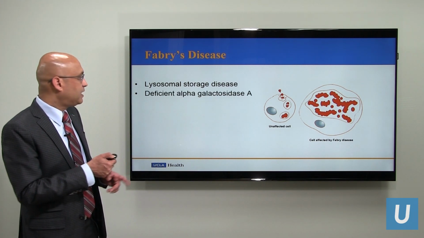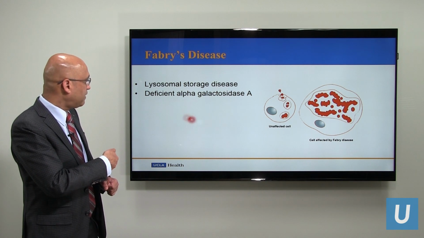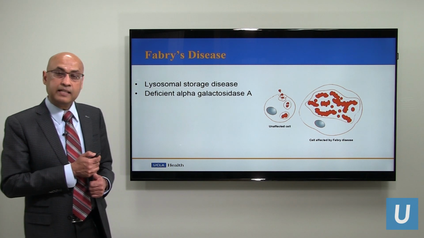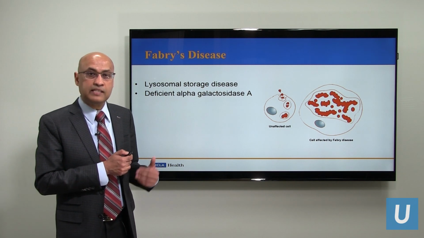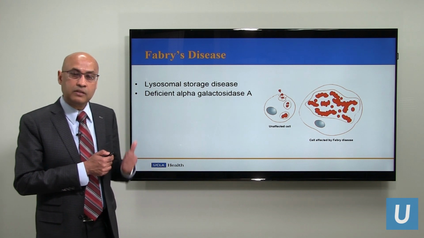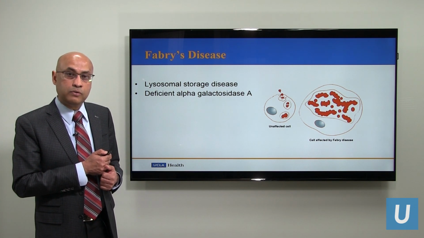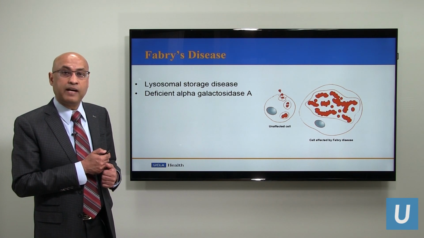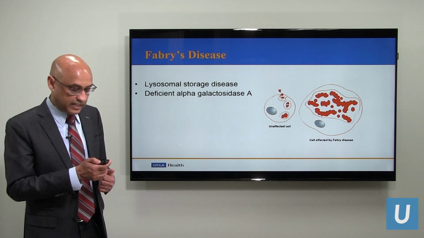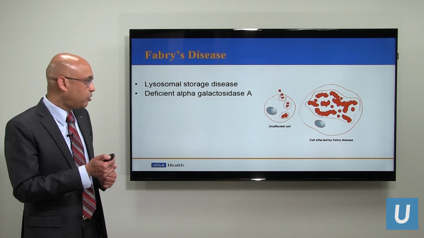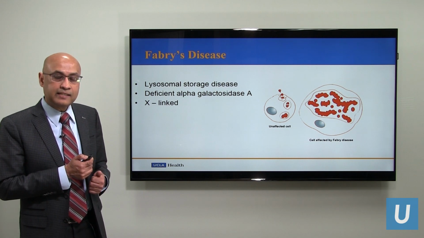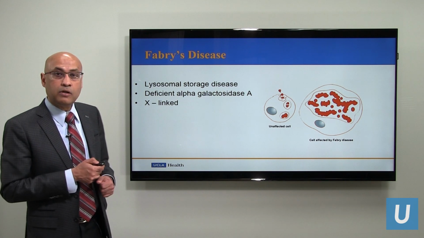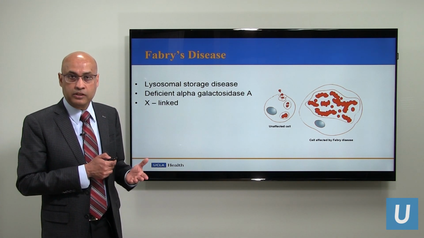In Fabry disease, the enzyme that's deficient is called alpha-gal-A, alpha-galactosidase A. Kidneys tend to have a lot of this enzyme, so when this enzyme is deficient, kidneys get affected. But this enzyme is also present in a lot of other tissues, including the vascular tissues in your blood vessels. So one of the key manifestations of Fabry disease is vascular disease, and that's a cause of mortality and morbidity in our patients. It's an X-linked disease. So the gene for alpha-gal-A is on the X chromosome, and that's where the mutation happens.